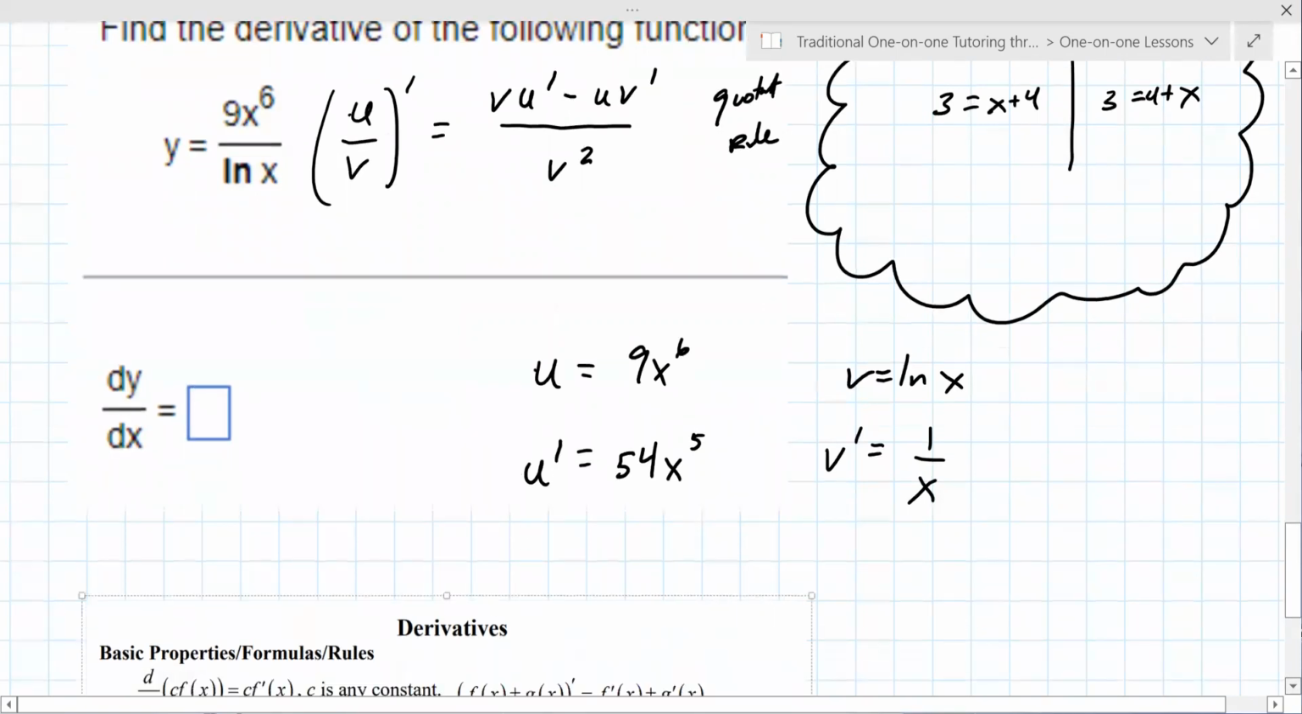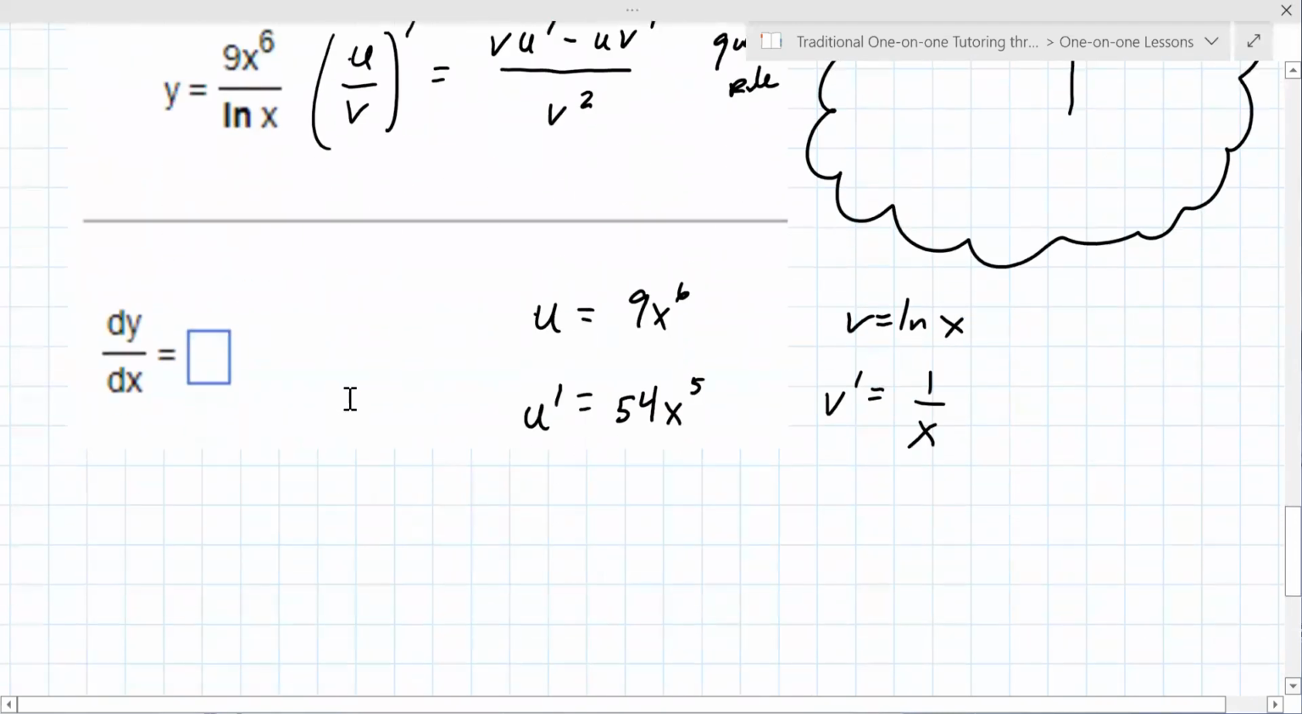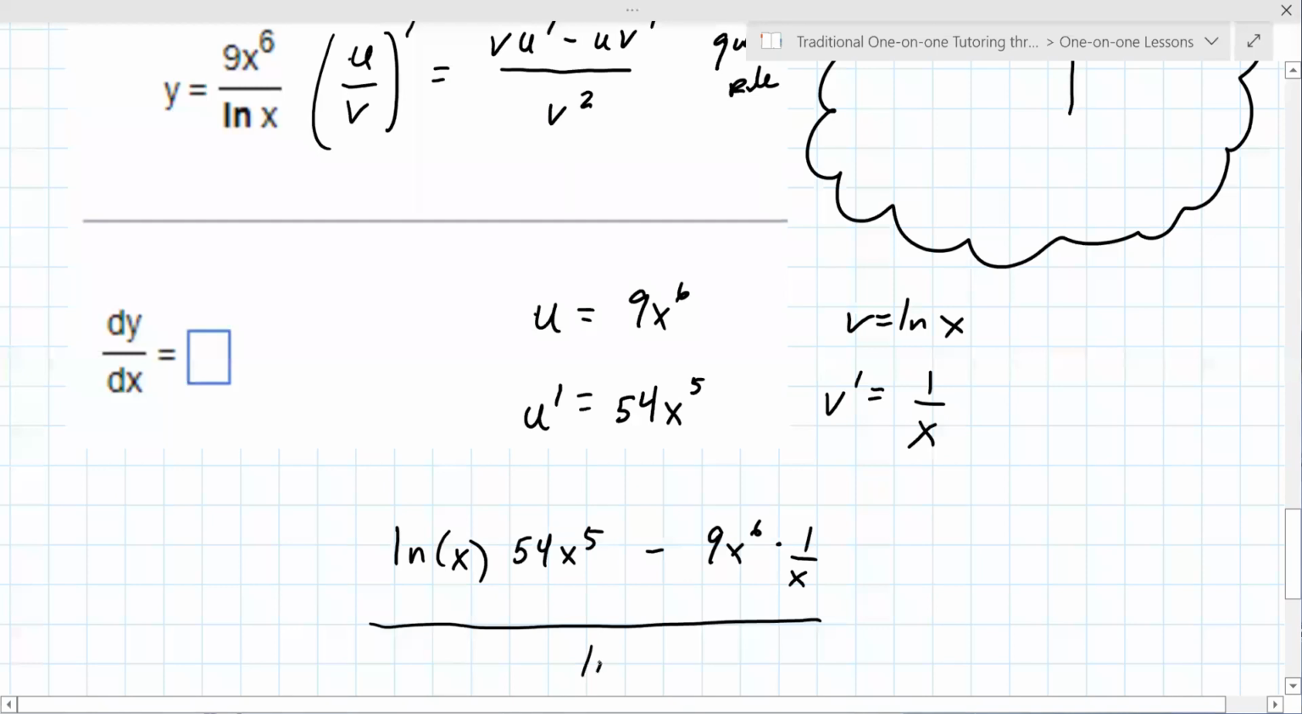And let me just move this down a little bit. So the rule is v u prime. So we've got natural log of x times 54x to the 5th minus 9x to the 6th times 1 over x, all over natural log of x squared. So you could enter it exactly the way I've shown you here. I'll just clean it up slightly. This could help for entering it.